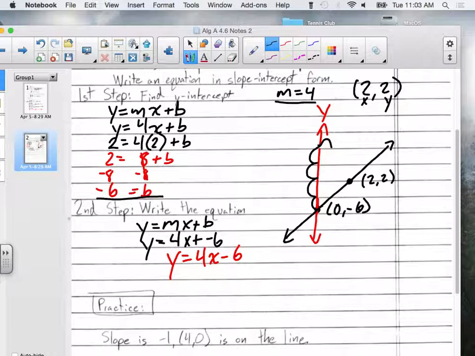Could I, Mr. Conlon, do it? Sure, go for it. The marker? Yep. All right. Over 2, up 2.